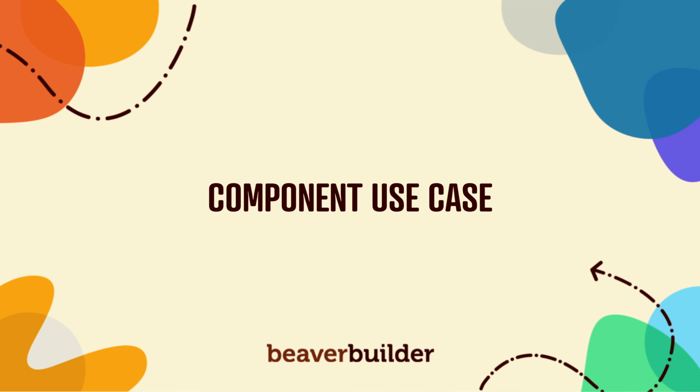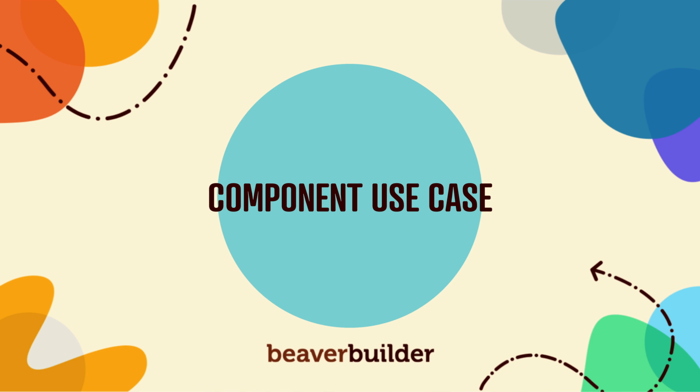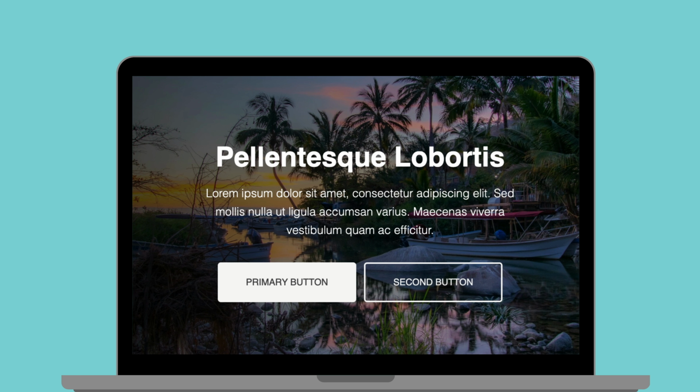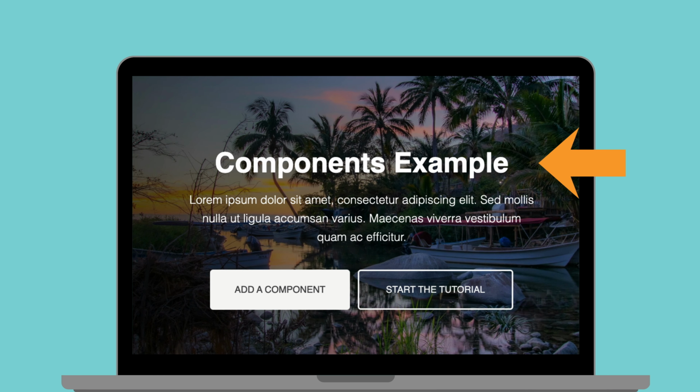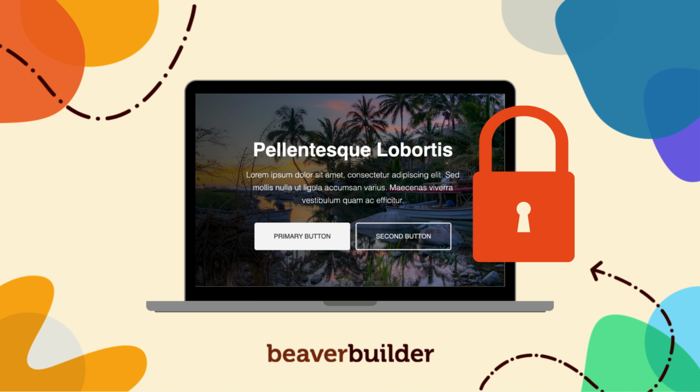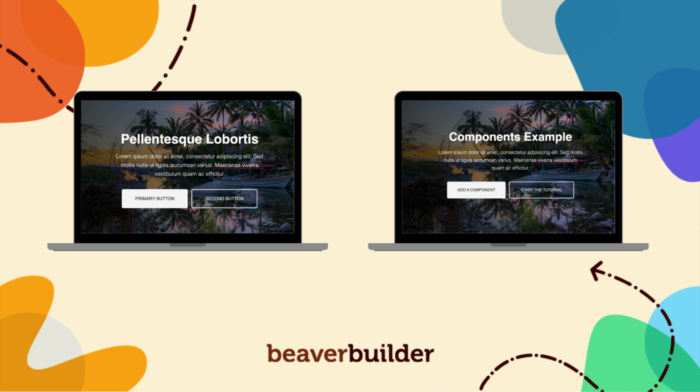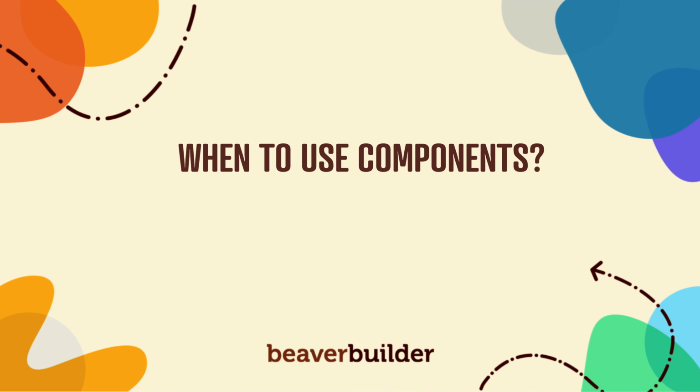Let's take a look at an example of a hero section. You want the design to stay the same across multiple pages, same colors, same background image, same spacing, same button style, but maybe the headline changes or the button text and button link. It depends upon the page. That's exactly what components are designed for. The overall layout stays protected. The content stays flexible.